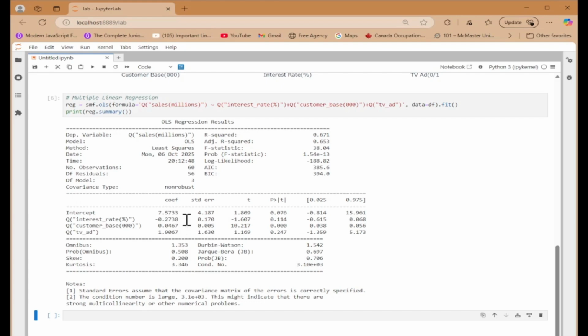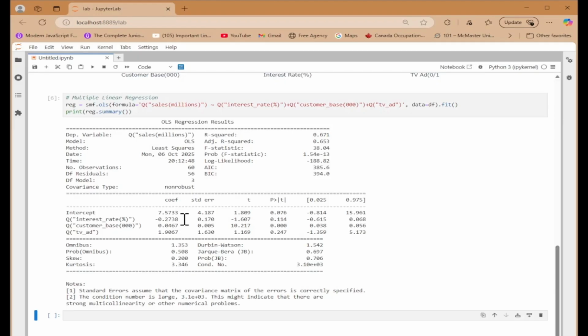And the other coefficients, sign-wise, they are correct, because the higher the interest rate, the lower the available money for borrowing, because at a higher interest rate you cannot borrow much. Lower will be the available money. As a result, the sales will also decrease.